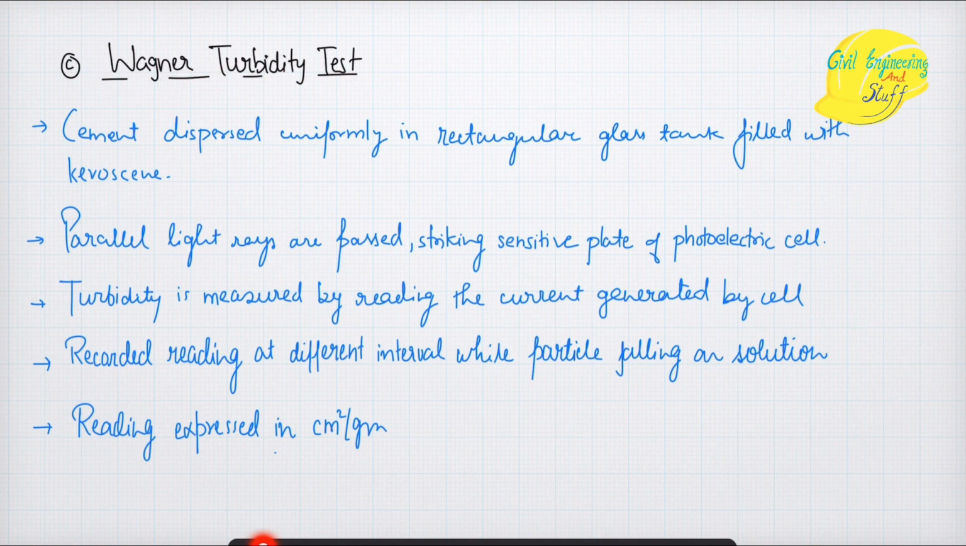So basically, what happens is that the cement is distributed uniformly in a rectangular glass tank filled with kerosene, and then light rays are passed, and these light rays strike the sensitive area of the plate composed of a photoelectric cell. Through this photoelectric cell, turbidity is measured by reading the current generated by the cell, right? And the readings are recorded at different intervals while particles fall through the solution, and the reading is expressed in centimeter square per gram. Very rarely used.